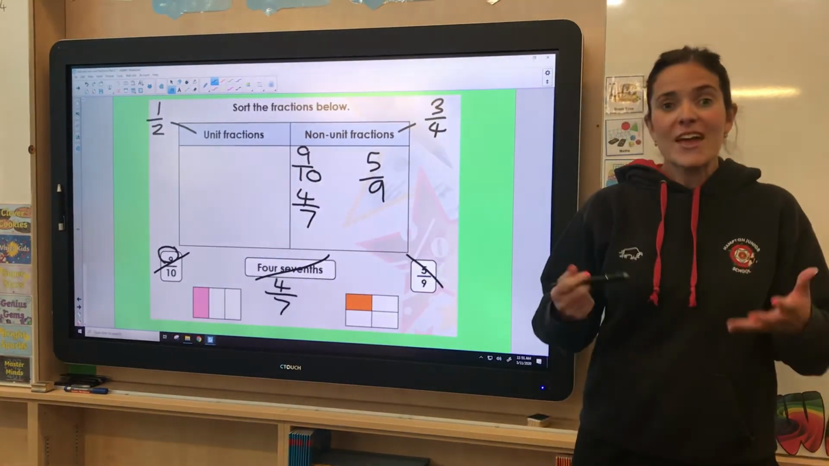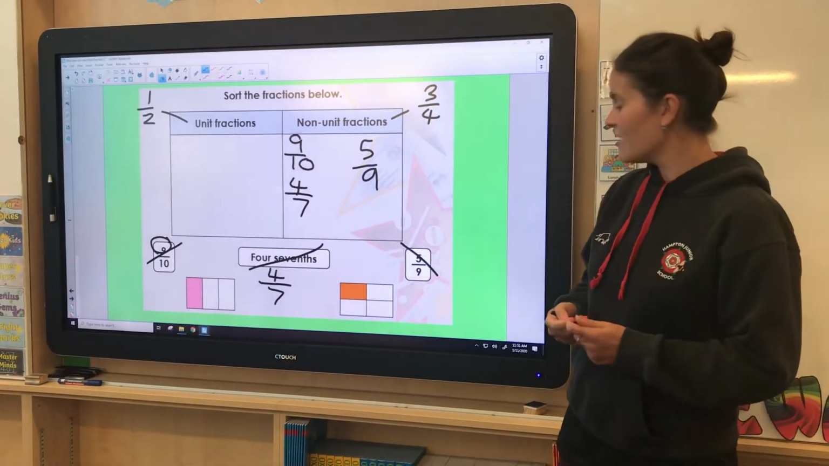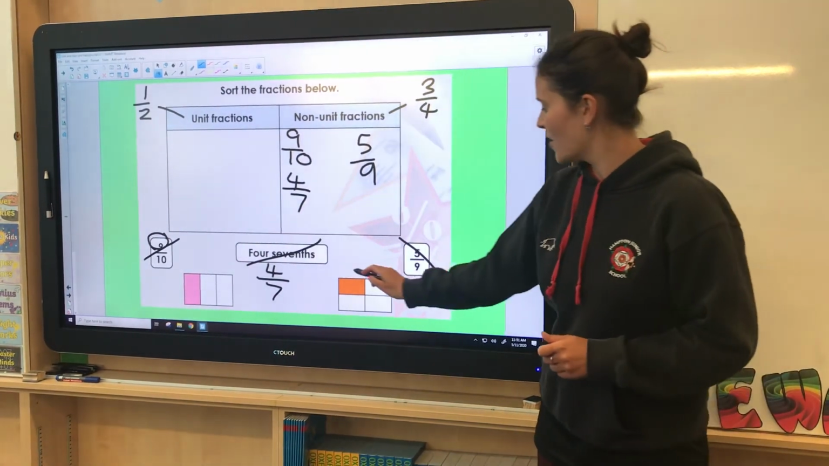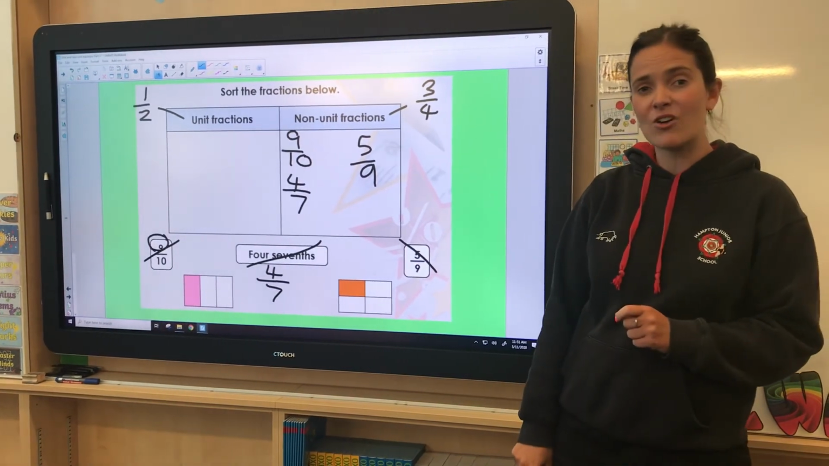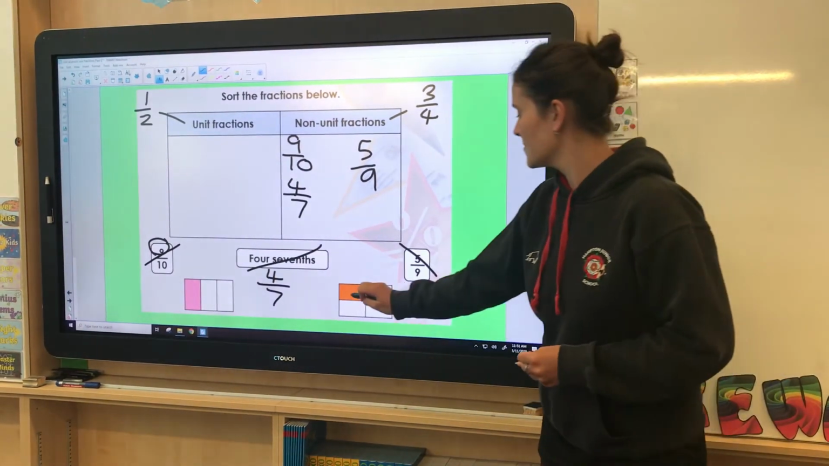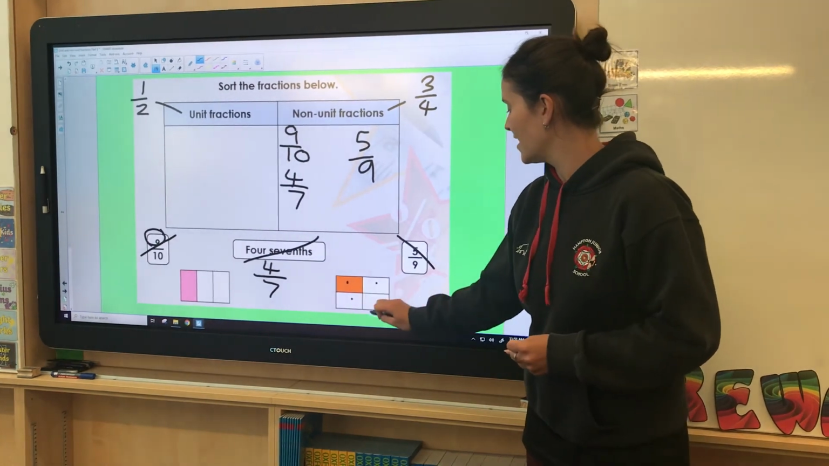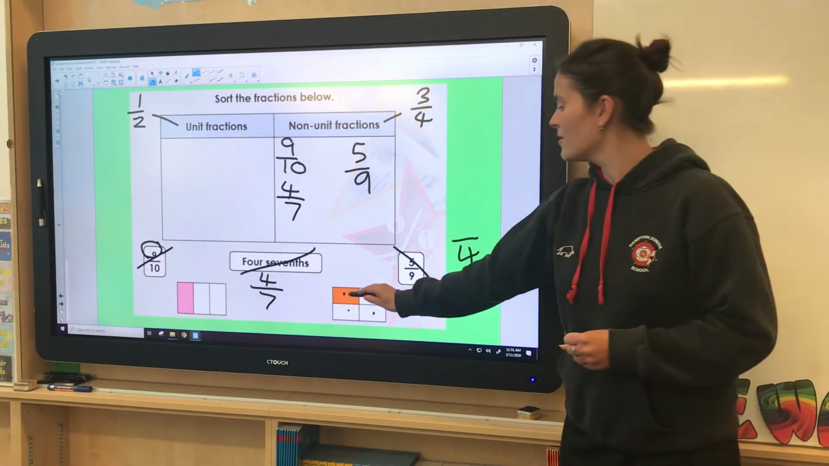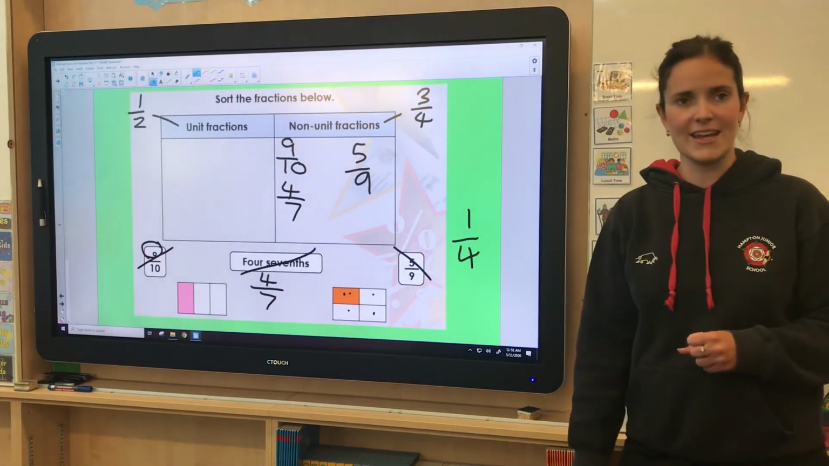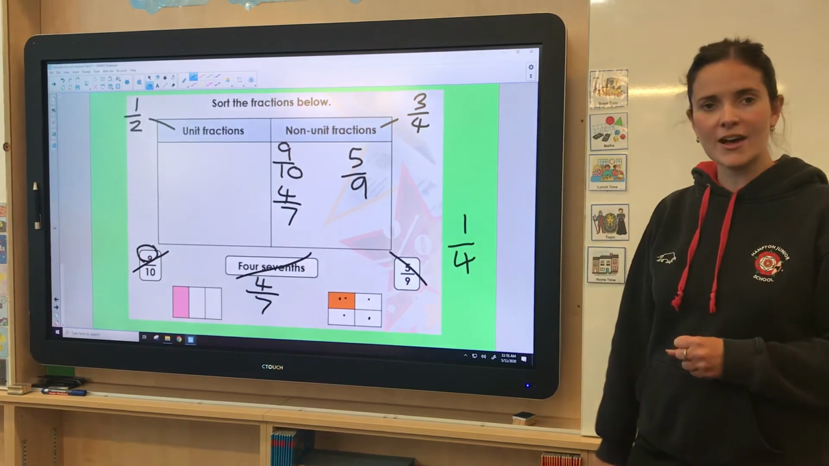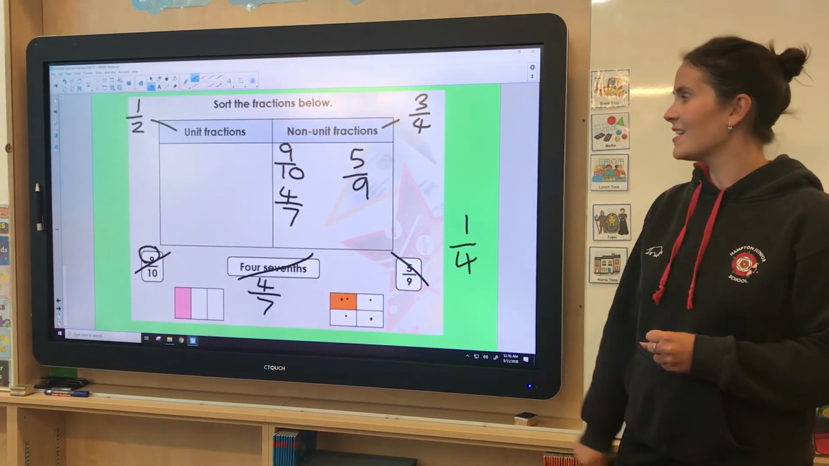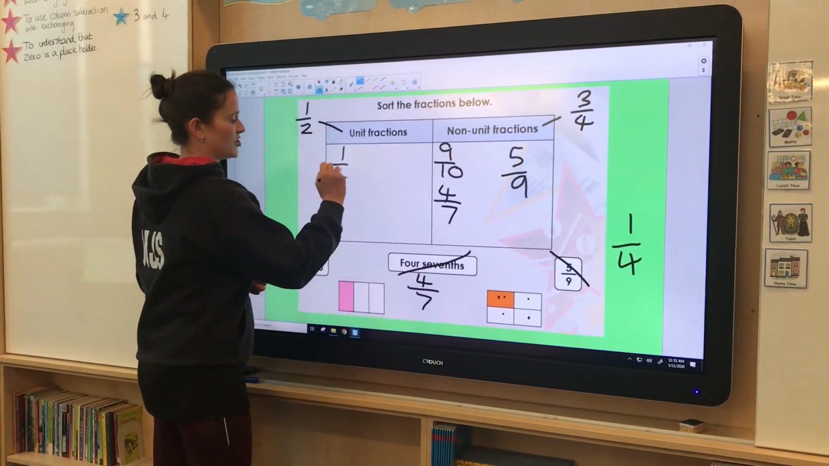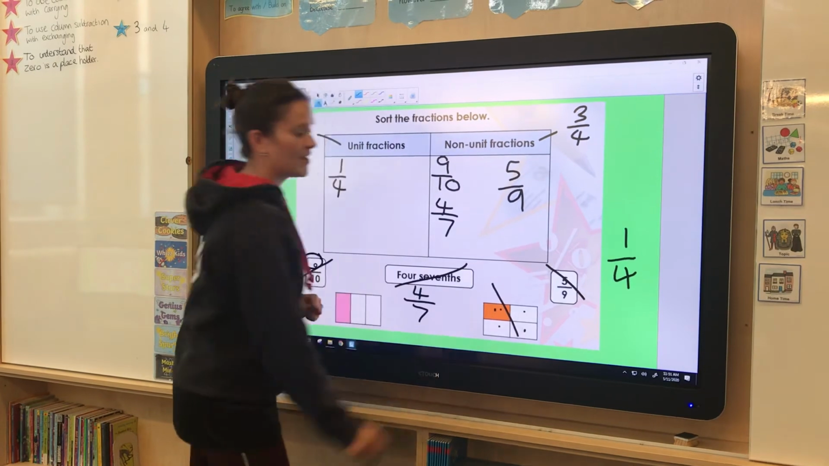This one here is a picture representation of a fraction. The best thing to do would be to write that as a fraction in numbers before you start. So we need to see how many equal pieces there are to get our denominator. So we have 1, 2, 3, 4. 4 equal pieces, and then 1 of those pieces has been shaded in. So this is a 1/4, and because our numerator is 1, this fraction is a unit fraction. So I would write it in there like that.